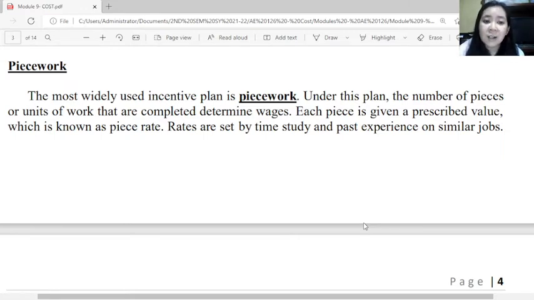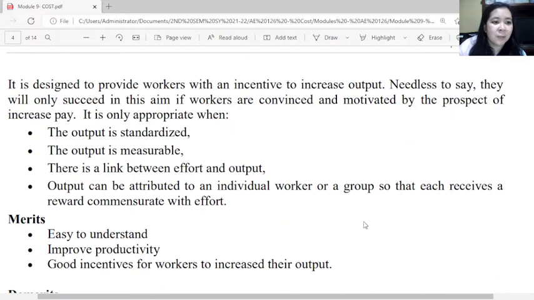So the rates are set by the time study or past experience on similar jobs. Here it is designed to provide workers with the incentive to increase their output, because their salaries and wages will be based on the number of outputs. So here, the workers will be convinced and motivated by the prospect of an increase in pay.